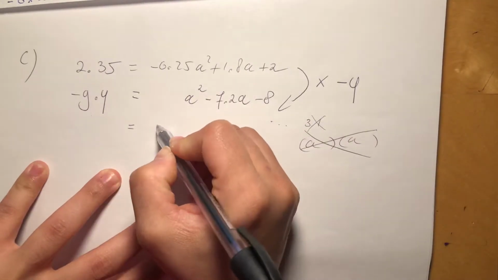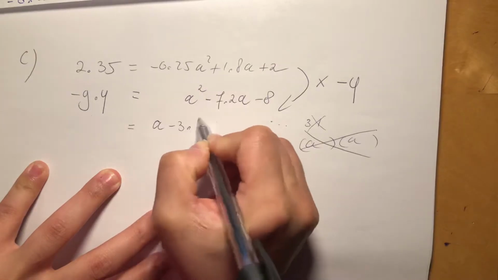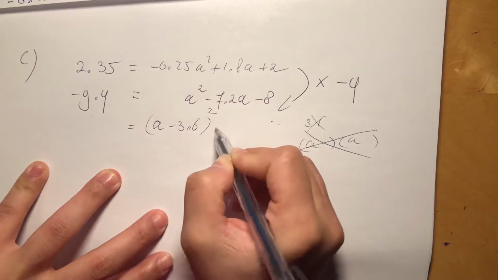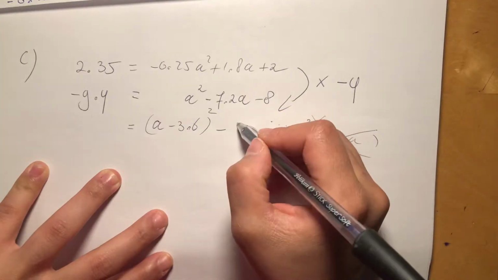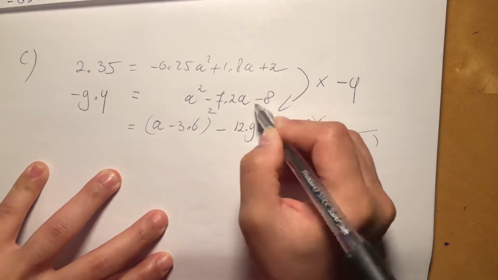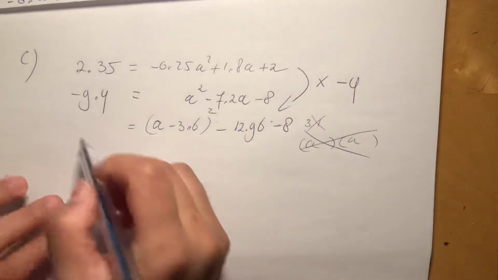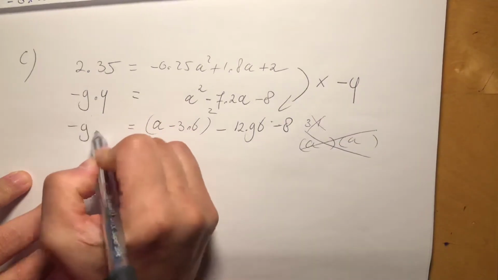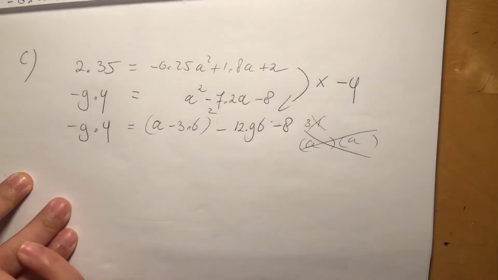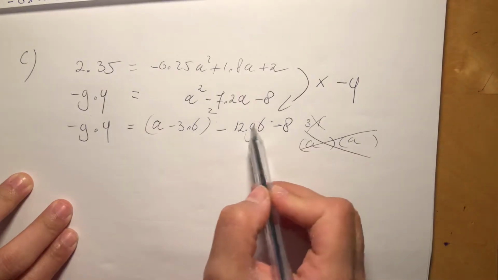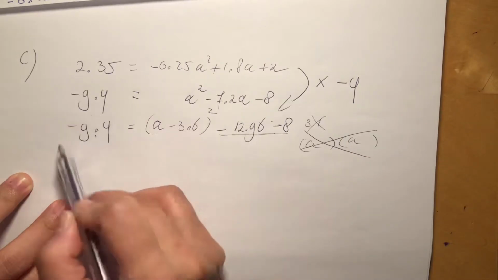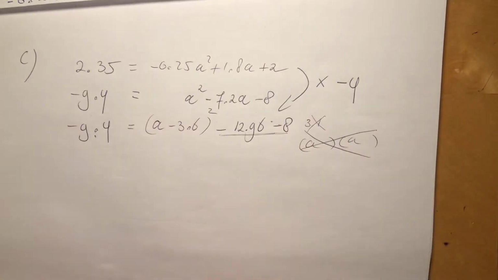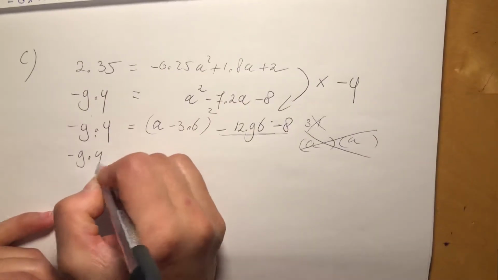Let's do it. So you get a minus 3.6 to the power of 2. You subtract the 3.6 to the power of 2, which is 12.96. You write the minus 8 down. And on this side, it stays exactly the same. Now, this part goes to the left, to the other side, but maybe you want to use the intermediate step. We can do that. Let's use an intermediate step.